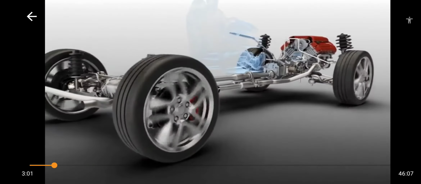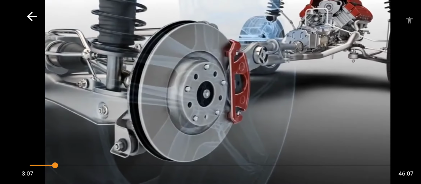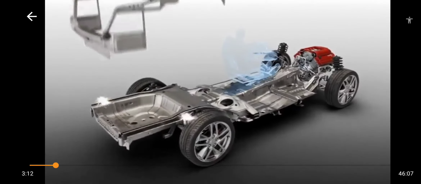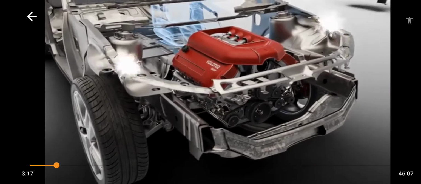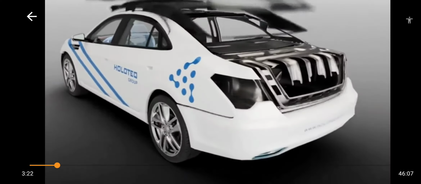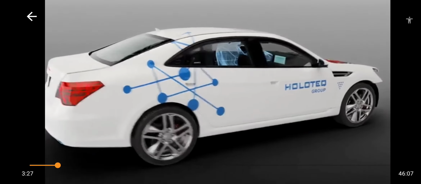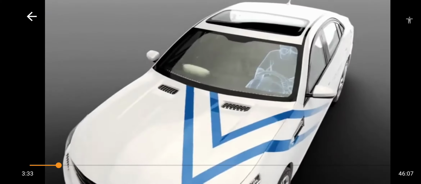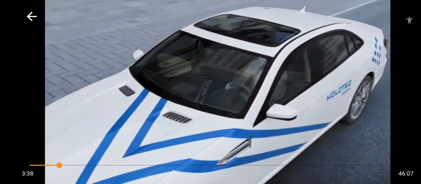Brakes. They are used to stop the vehicle. Chassis. It is the primary base of the vehicle on which the vehicle parts are installed. Body. It is the compartment allocated for seating the driver and the passengers. Safety devices. They are used for the safety of the driver and the passengers.